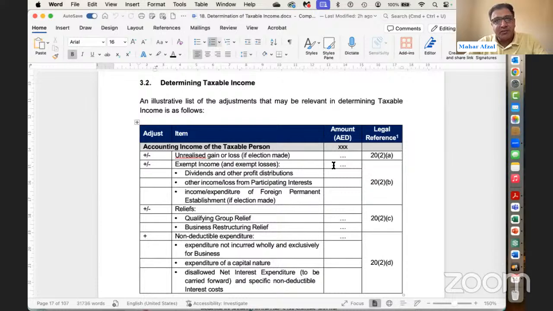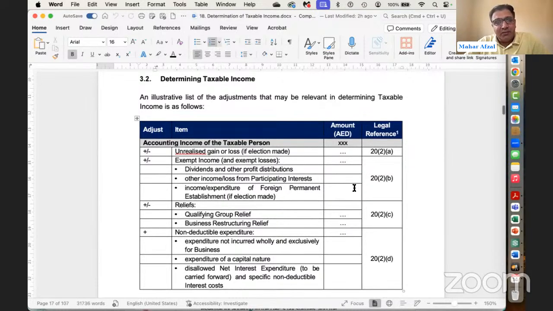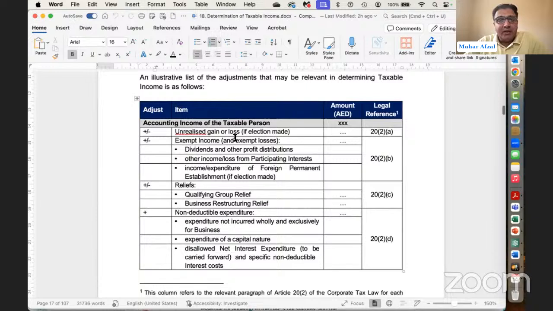This template is specifically related to what we just discussed, the indirect method of calculating the taxable income. They have taken accounting income for the taxable income, then the unrealized gain or loss adjustment, because there is an option for the taxable person. They can apply the realization basis or the unrealized, basically accrual, basis. Then exempt income, the income which is not subject to tax, needs to be deducted. We know the different exempt income.